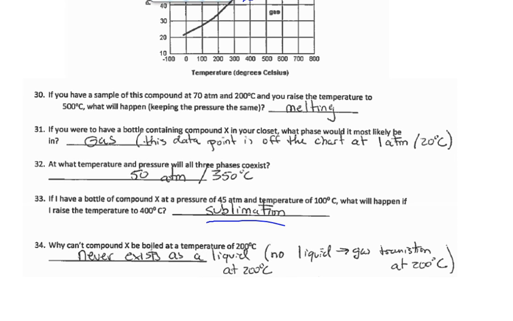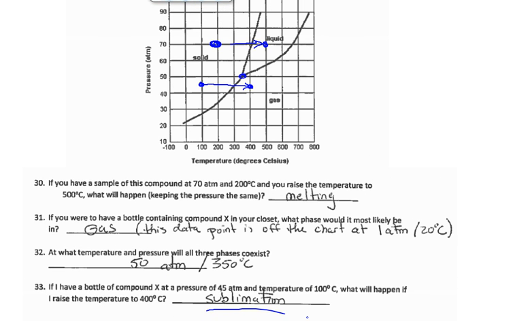Why can't compound X be boiled at 200 degrees Celsius? Compound X cannot be boiled at 200 degrees Celsius because at 200 degrees Celsius there is no liquid. Boiling is the conversion of a liquid into a gas. At 200 degrees Celsius, this substance is either a solid or a gas. So you'd have to raise the temperature pretty significantly and have a pretty weird pressure in order to get mystery substance X to boil.